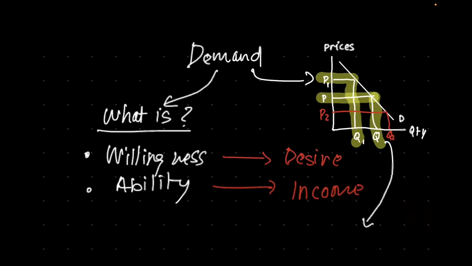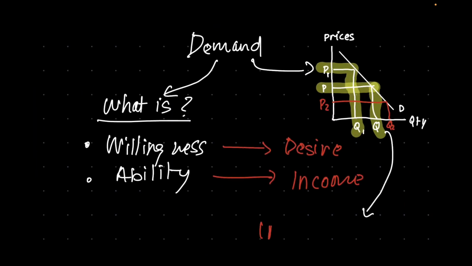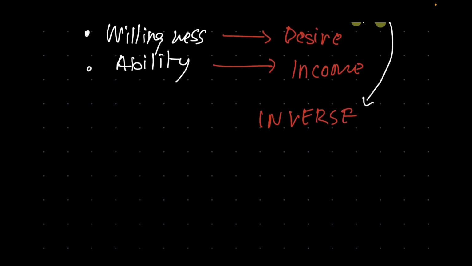This shows that there is an inverse relationship. You got to remember the word inverse relationship. That means when one increases, the other decreases. So in our case, if price increases, demand decreases. And this inverse relationship is stated by something you call the law of demand.